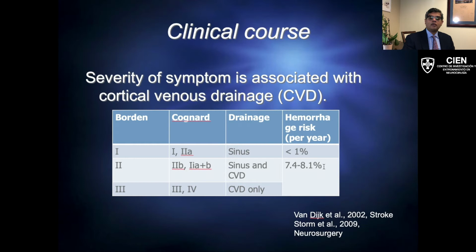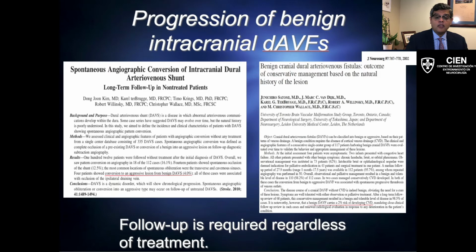And so you can again see that having cortical venous reflux increases the risk of hemorrhage. On the progression of benign intracranial dural AV fistulas, the Toronto group has provided us some data. Their original paper was in 2002, and then they followed it up in 2010. A benign dural AV fistula was thought to carry a 2% risk of developing cortical venous reflux. But in their more updated paper, they suggested that this risk is approximately 4%.